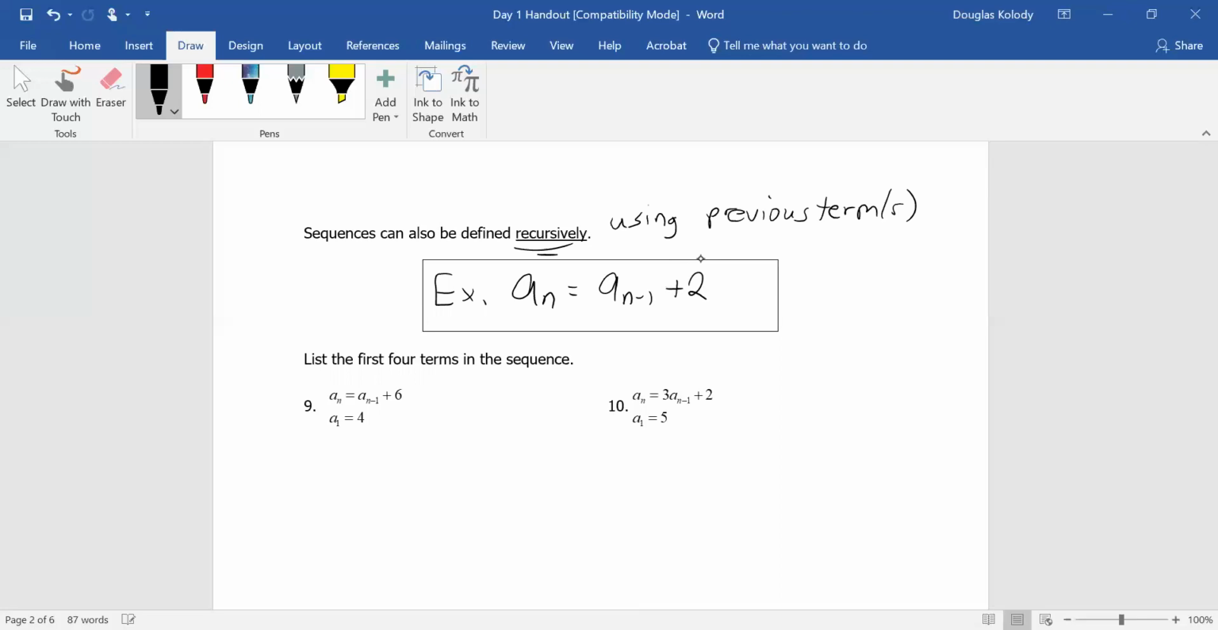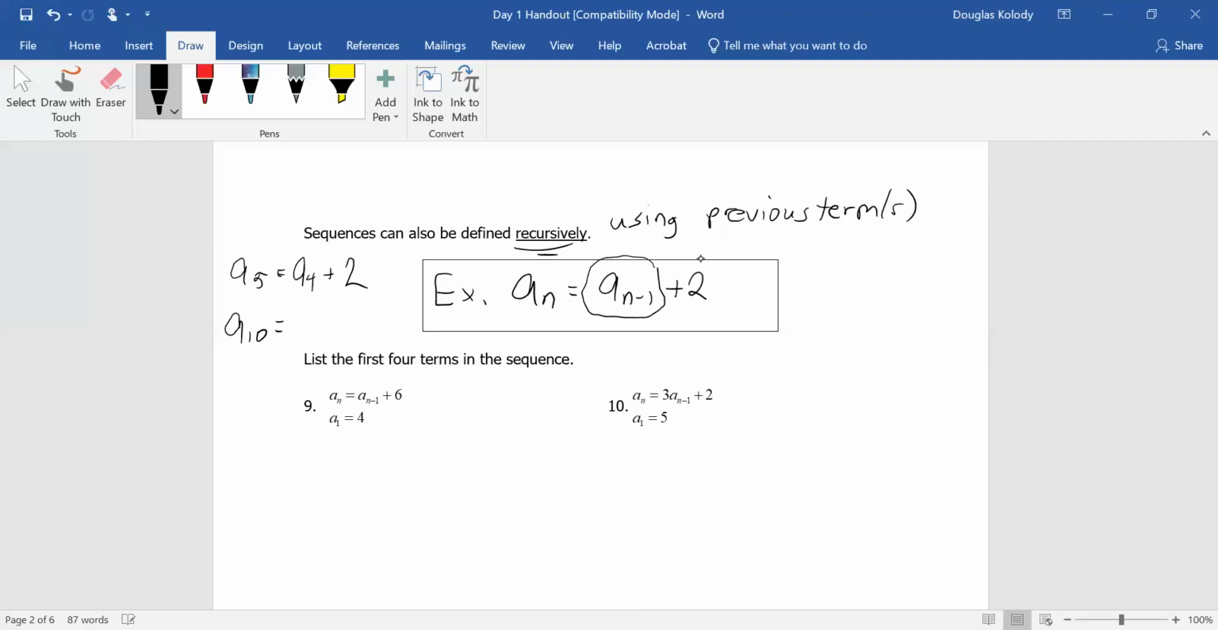So this A sub n minus 1, that right there is the recursive part of the formula. Just think about it. If A sub n is A sub 5, n minus 1 is 5 minus 1, which is 4, so it'd be A sub 4 plus 2. Notice how A sub 4 is the term just previous to A sub 5. What if I wanted to find A sub 10?